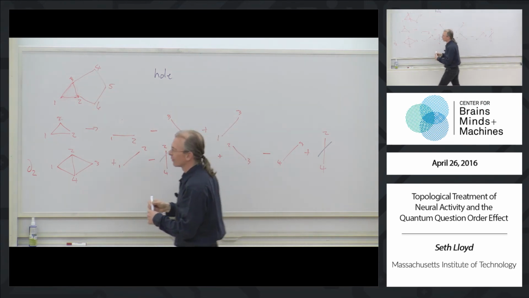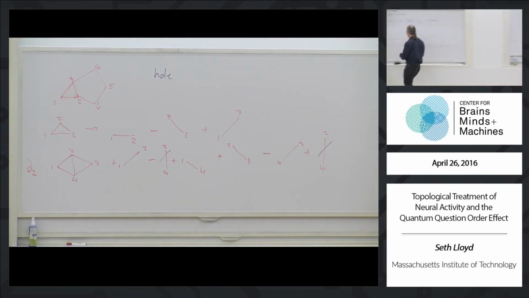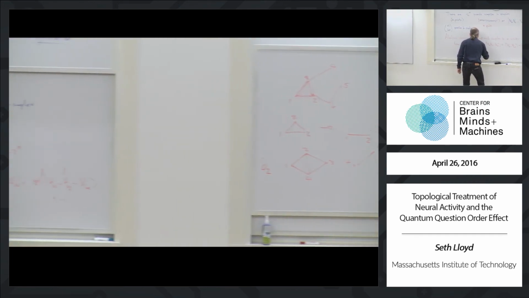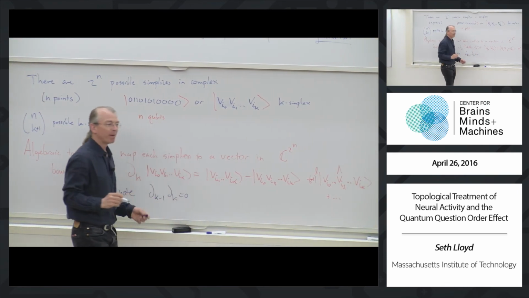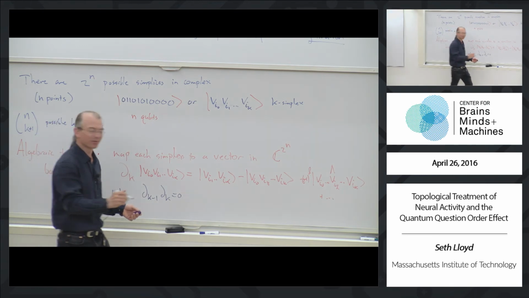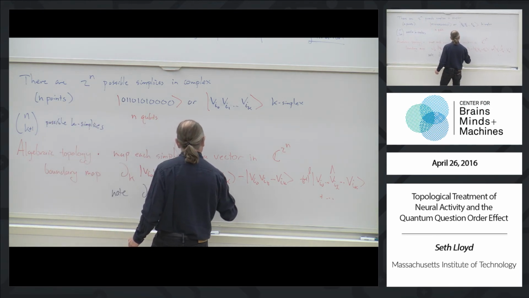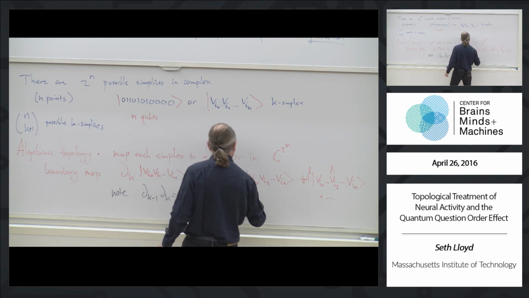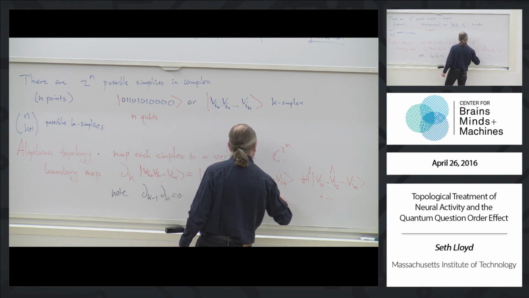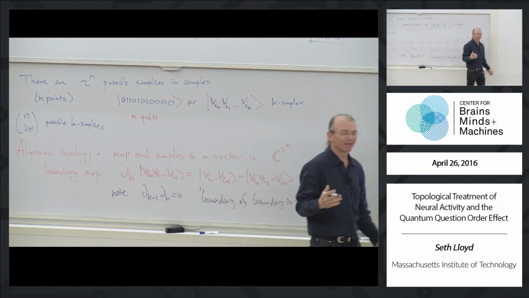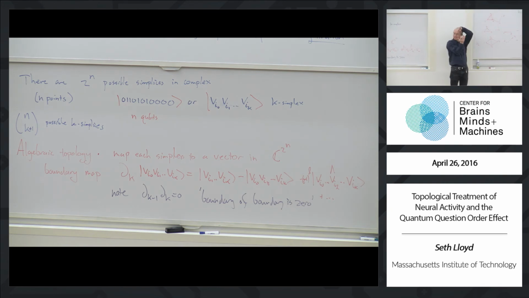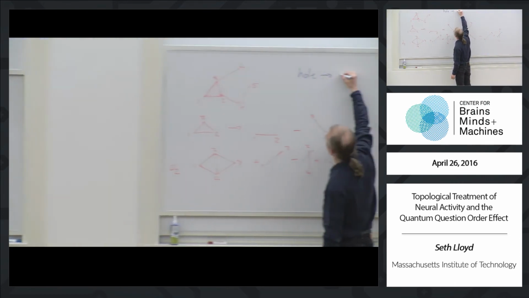Oh, let me just say one boundary map. Note, the boundary of a boundary is 0. This is a famous feature. If I take the boundary of a thing, the boundary doesn't have a boundary. So now what is a hole? A hole is something that doesn't have a boundary.